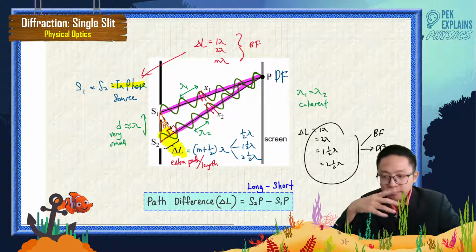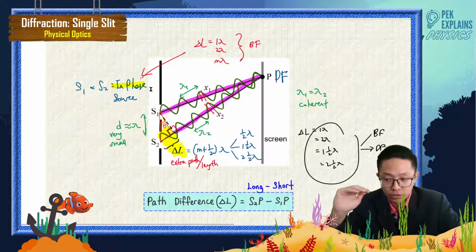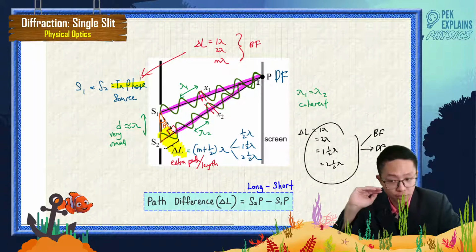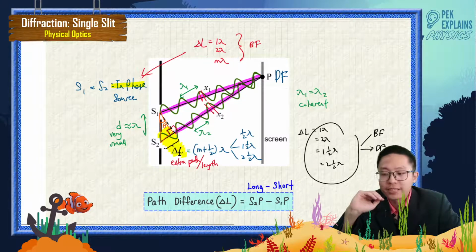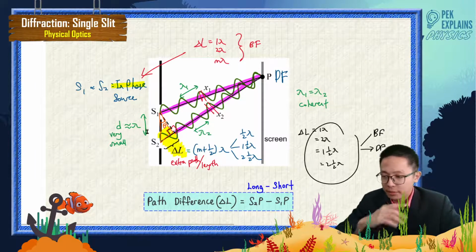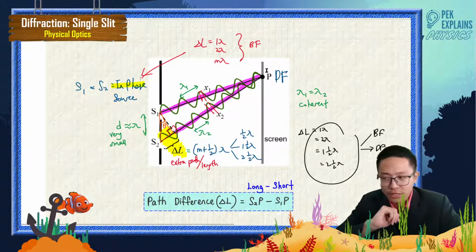Now I'm talking about in-phase source. If these two waves are to produce a dark fringe over here, this delta L needs to be m plus half lambda. Okay, now you get it. If in-phase source, delta L must be m plus half lambda to produce a dark fringe.